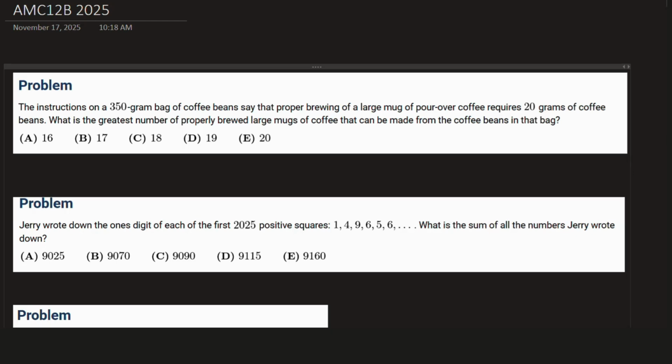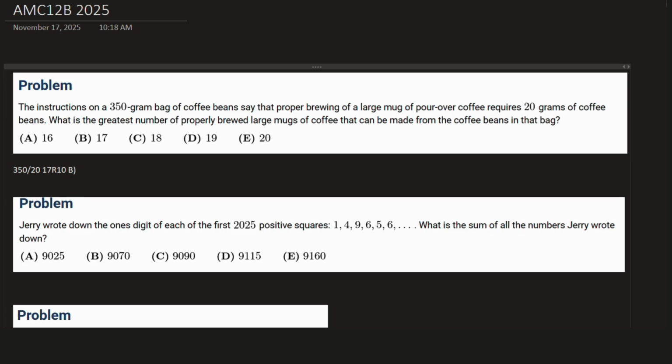So we can just start off with question one. Question one is that we have a 350-gram bag of coffee beans, and we need to see how many mugs we can make, where each mug requires 20 grams. So we can divide 350 by 20, and that's giving us 17 with remainder 10. Since we want full mugs, properly brewed large mugs, we can just go with 17, which is B.